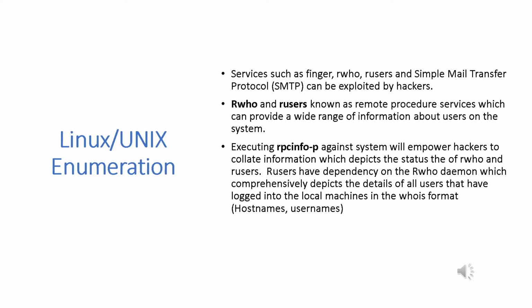Services such as Finger, RWho, RUsers, and Simple Mail Transfer Protocol can be exploited by hackers. RWho and RUsers are remote procedure services, which can provide a wide range of information about users on the system. Executing rpcinfo -p against a system will empower hackers to collate information which depicts the status of RWho and RUsers. RUsers has a dependency on the RWho daemon, which comprehensively depicts the details of all users that have logged into the local machines, in WHOIS format, with host names and usernames.